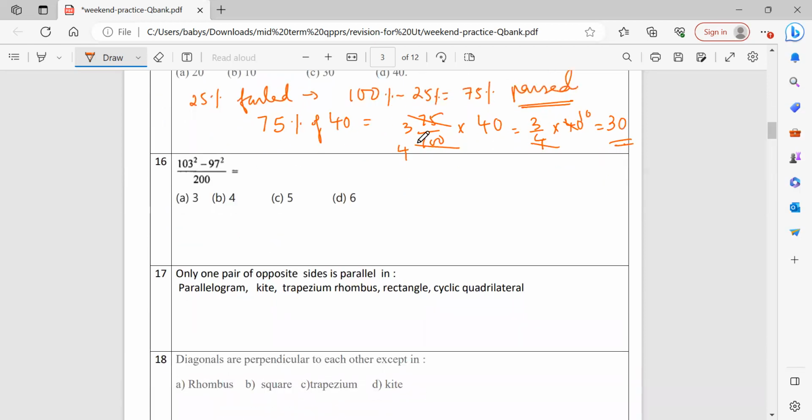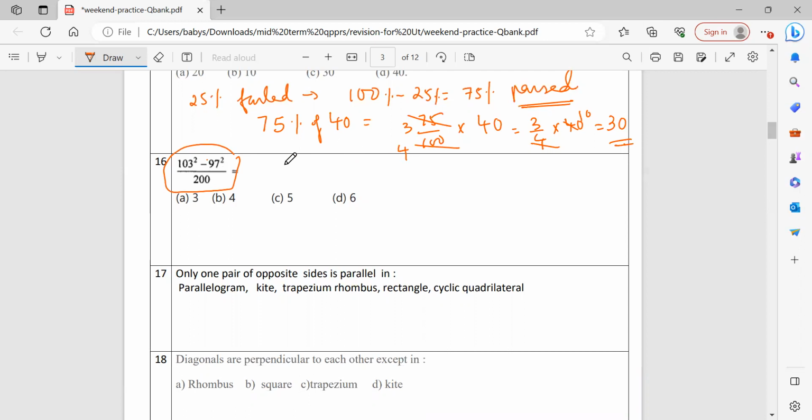Next is the 16th one. 103 square minus 97 square by 200. Now, technically, in this question, you really don't have to know what is 103 square. You don't have to know what is 97 square for this sum. If you have a calculator and want to calculate, well and good, but that liberty is not given to you in the test.